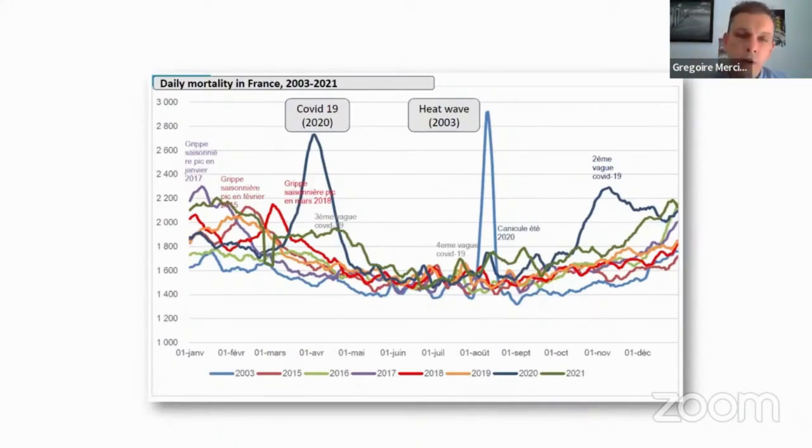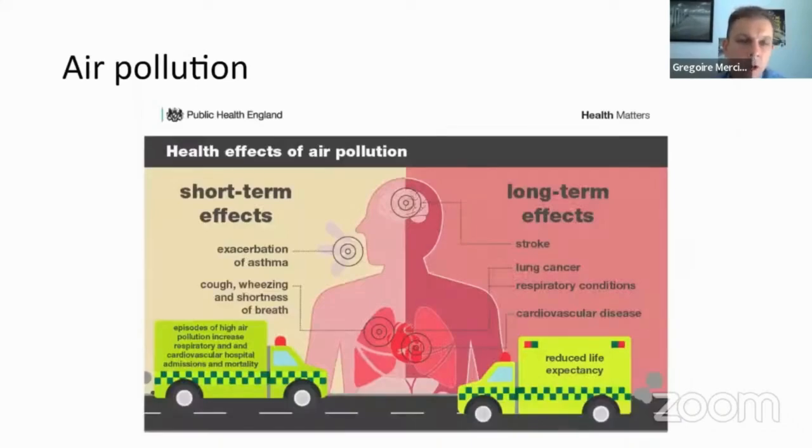That was 2003. And so the message here is that in terms of the intensity of mortality increase, you can see that a heat wave, a major heat wave, is actually very close to what the country went through during the first COVID-19 wave. Okay, so really a huge effect in terms of mortality across the population.